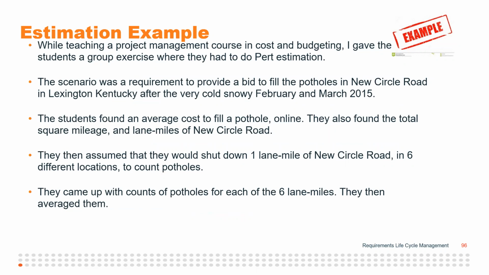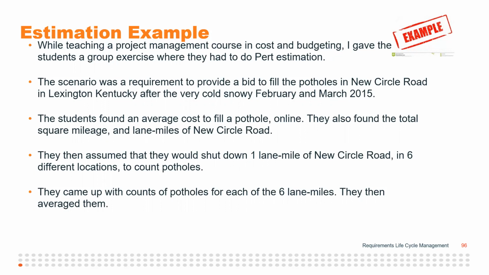So the scenario was, say you have a requirement to provide a bid to fill the potholes in New Circle Road in Lexington, Kentucky after the very cold and snowy February and March 2015. So they went online and they found an average cost to fill a pothole. And they also found the total square mileage and what I'm going to call lane miles of New Circle Road. They then assumed that they would shut down 1 lane mile of New Circle Road in 6 different locations in order to count the potholes in that particular lane mile section in each of those.